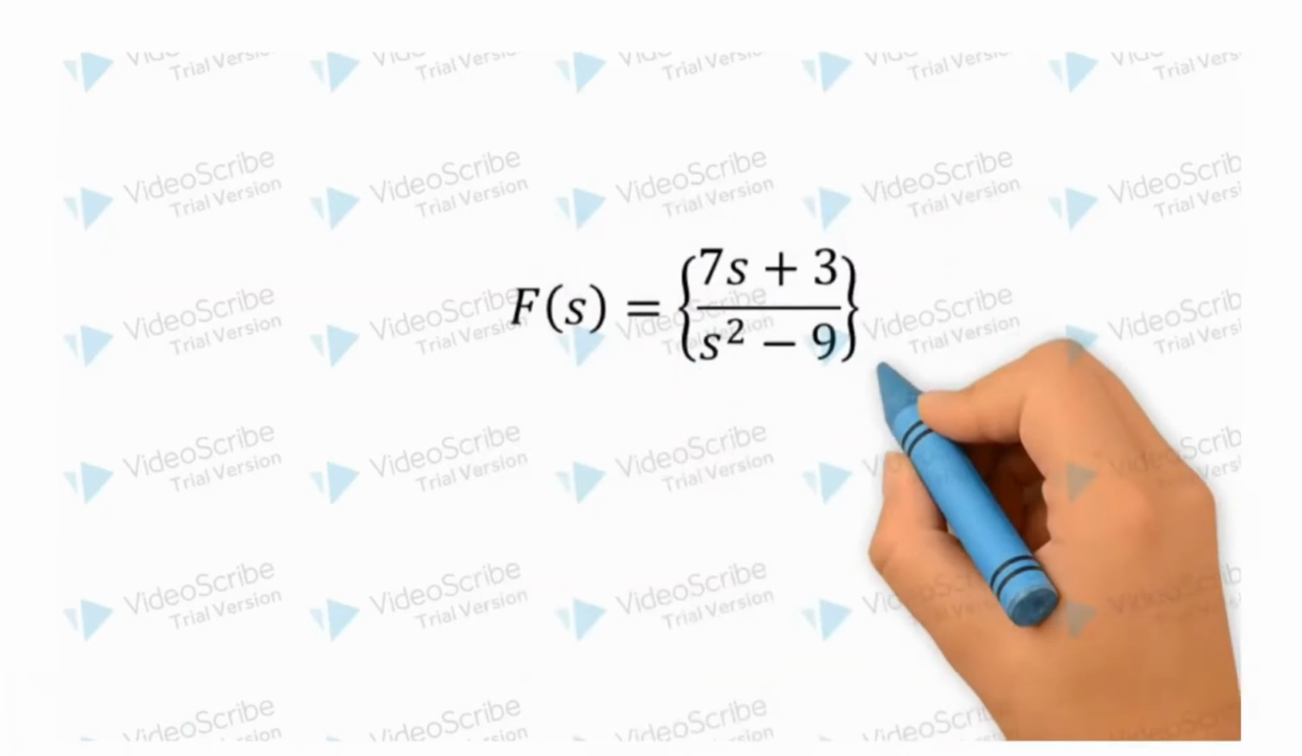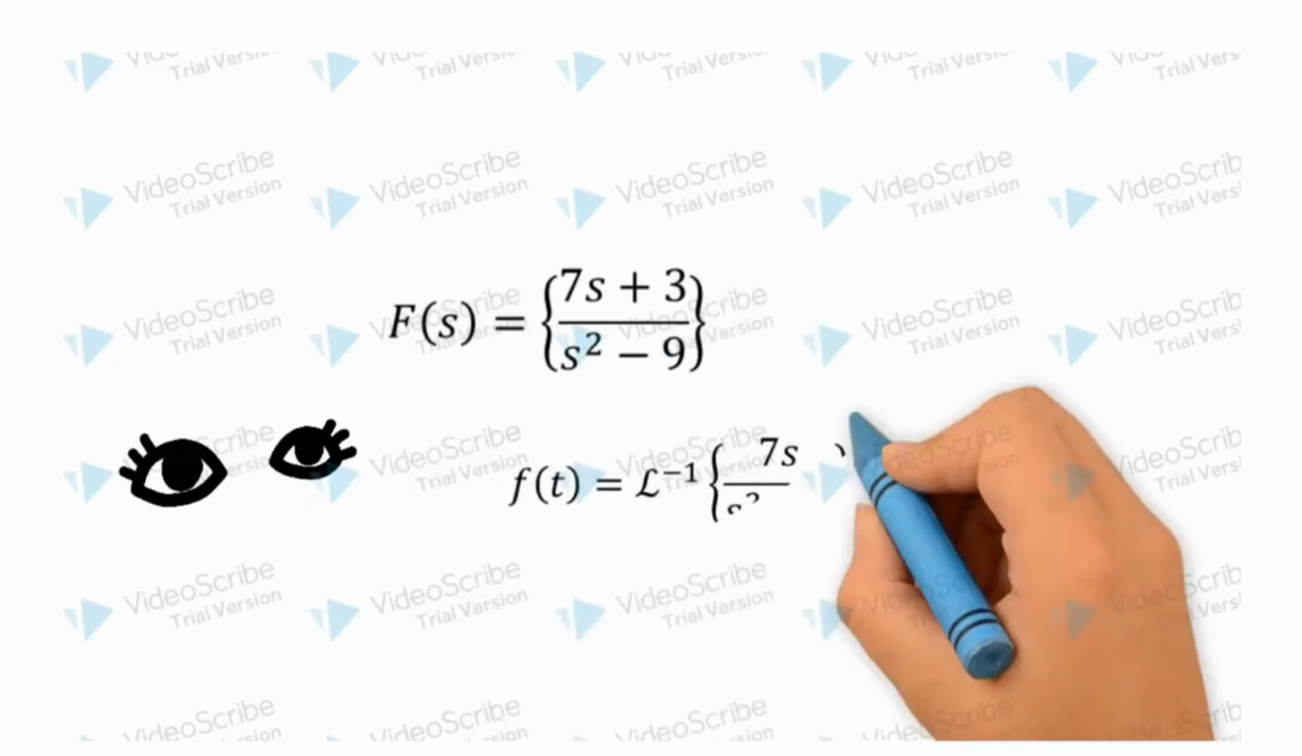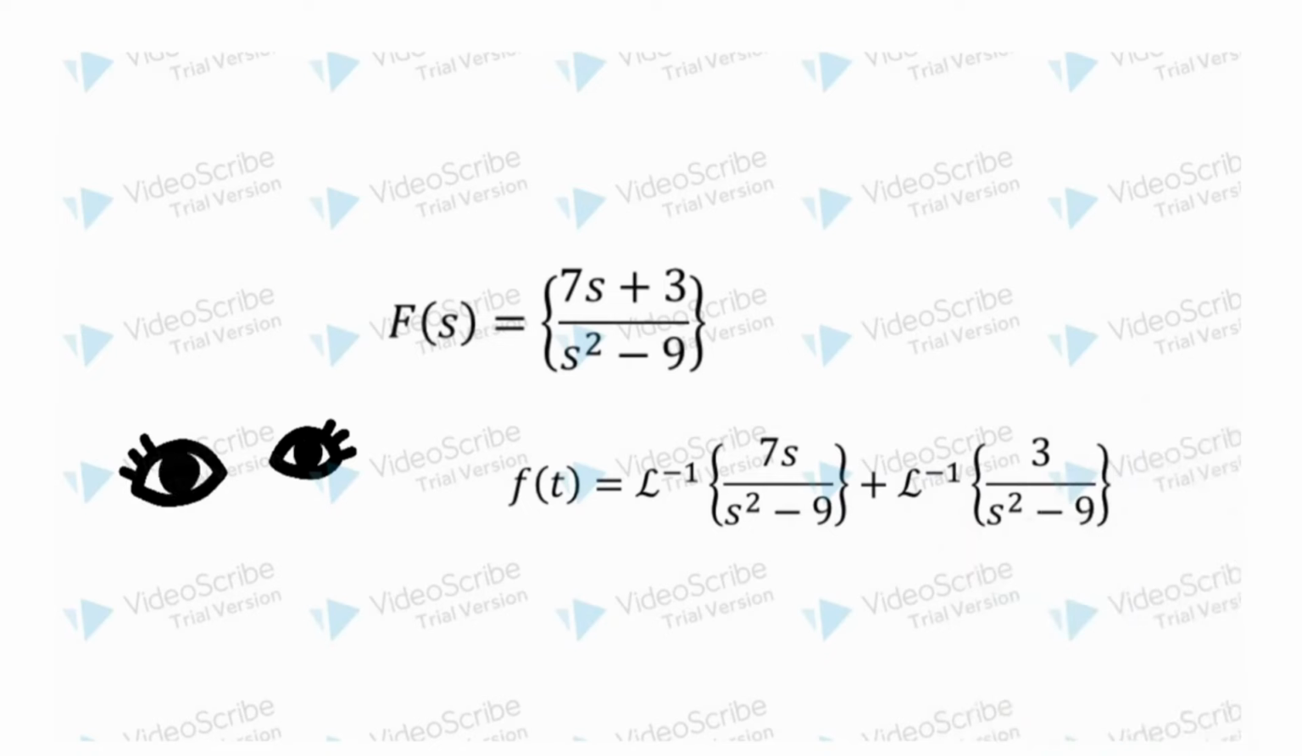First, write the symbol of inverse Laplace transform. So we have the inverse Laplace of 7s plus 3 over s squared minus 9. Because this equation is a plus and minus operation, we can separate it like this: the inverse Laplace transform of 7s over s squared minus 9, and the other one plus the inverse Laplace transform of 3 over s squared minus 9. So we can inverse this function one by one.